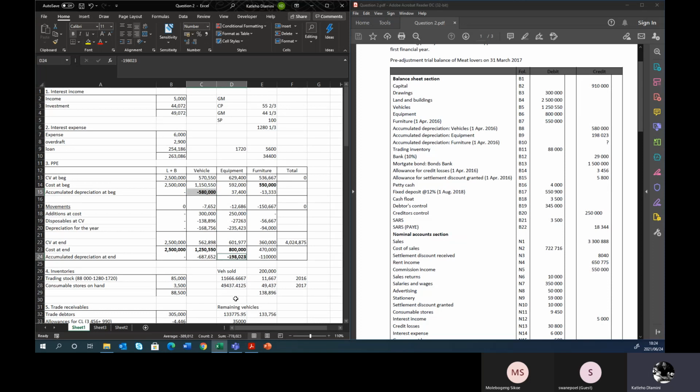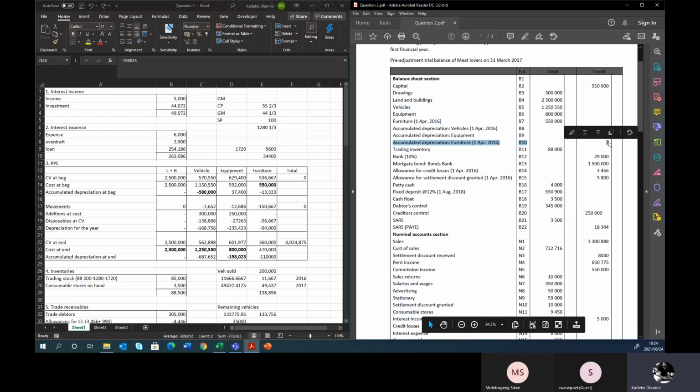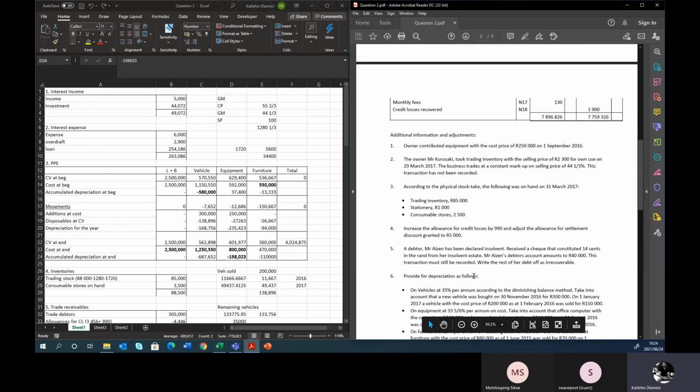Land and buildings does not depreciate in value. Rather, it goes up in value normally. Under normal circumstances, we will take land and buildings as appreciating, not depreciating. You will also notice my cumulative depreciation for furniture, we don't know what it is, so I'm not going to bold anything here. Okay, so now let's go back to the question.